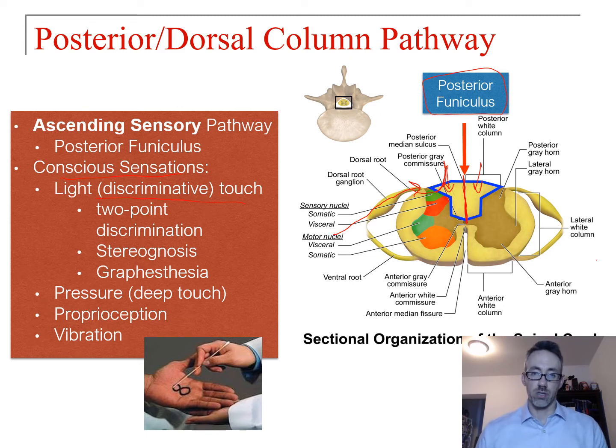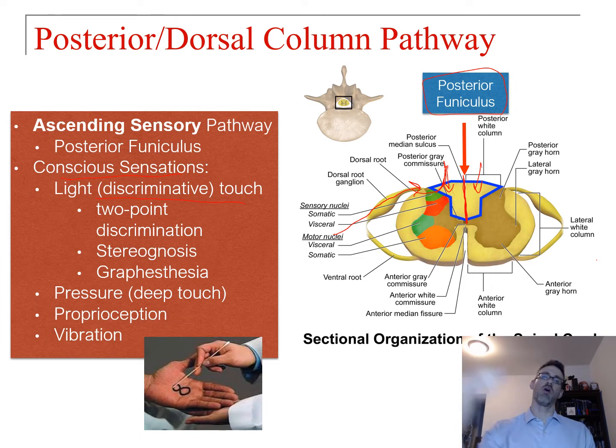Then there's pressure, which is just like a deeper touch. Proprioception is our awareness of our body in space. For example, if I tell the patient to close their eyes, I can take their toe and lift it up or down, and I can ask them, is it up or down, and they'll tell me. So they're aware of where their body is in space. And then vibration, using tuning forks and so on to feel different frequencies of vibrations.